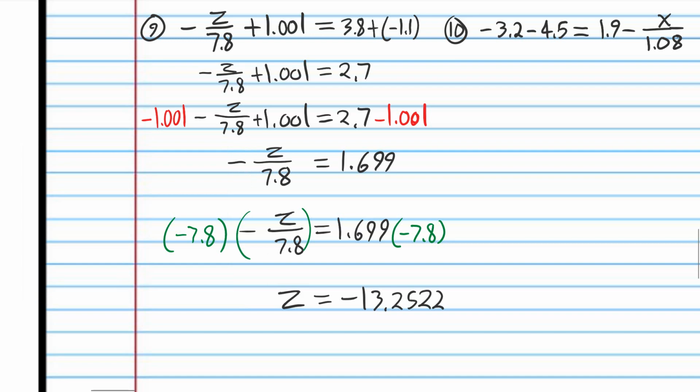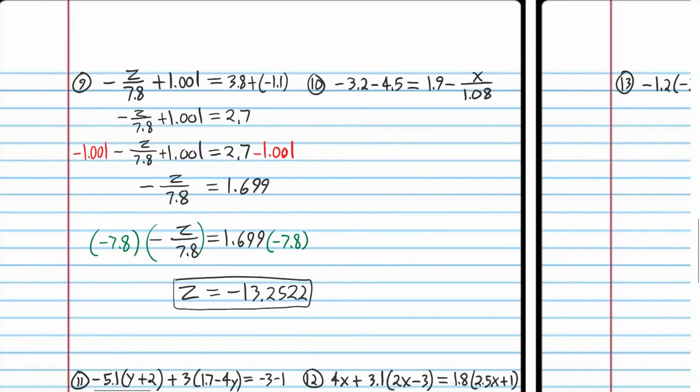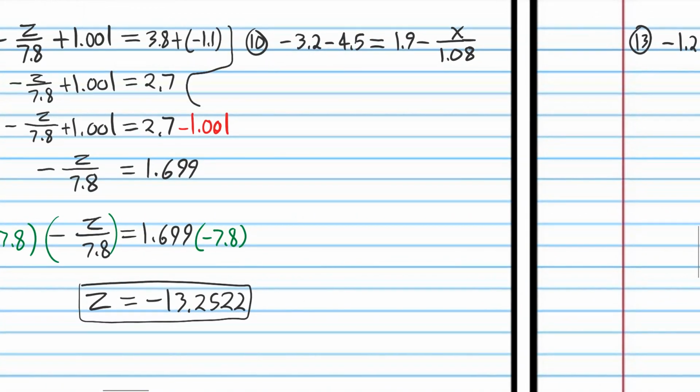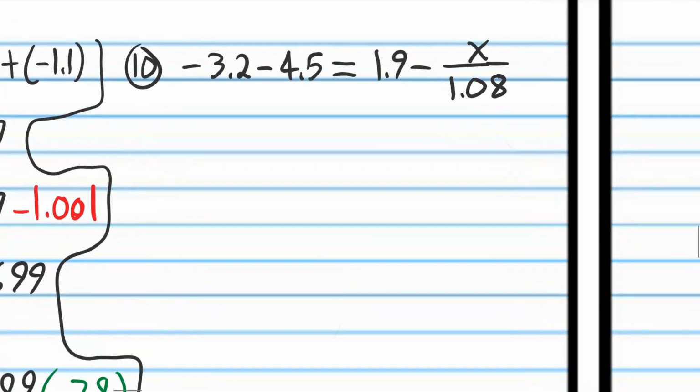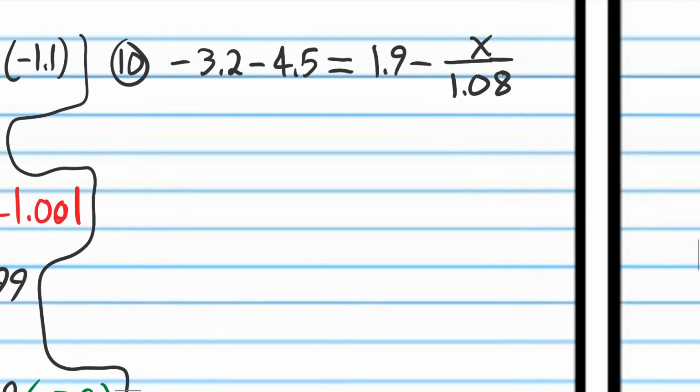Now again, how you do this problem depends on where you consider that negative to be. If it's down here, obviously you're still going to multiply by negative 7.8. If it's up here, you could do it a different way. We won't even think about that now, but maybe in the next problem we'll try it that way. So if you got negative 13.2522, good job. All right, try number 10, and when you come back, we'll do it together.